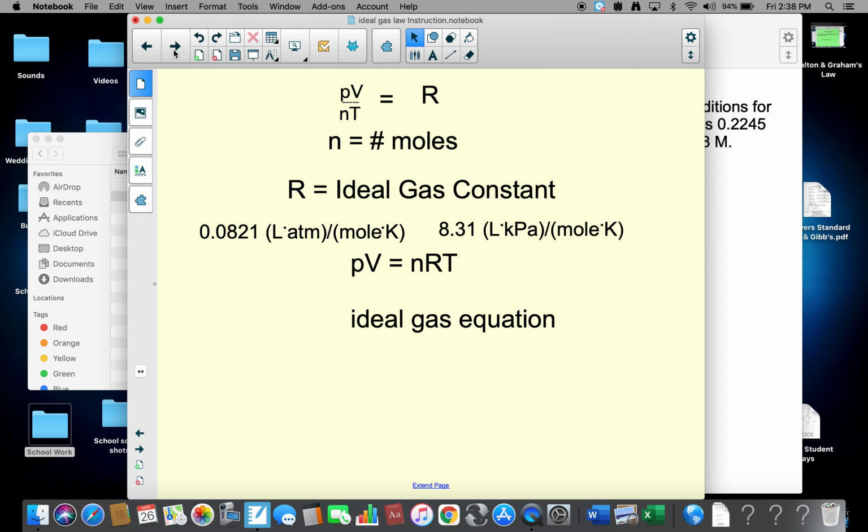All right, we can solve that to make an even equation: PV equals nRT, or my old high school chemistry teacher, Mrs. Mary Bunnell, used to call it Pivnert. Okay, this is the ideal gas equation.